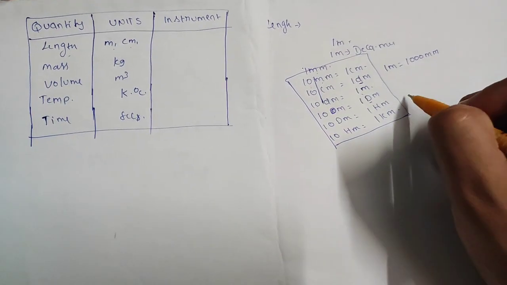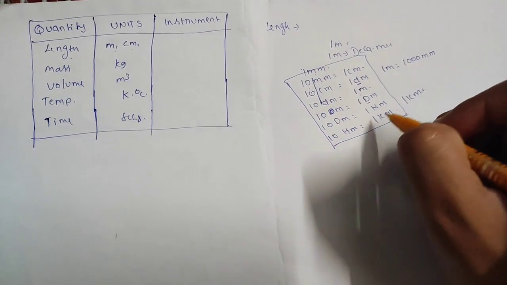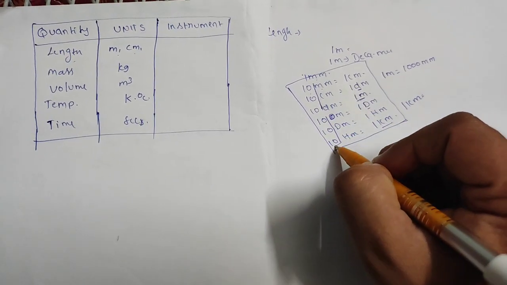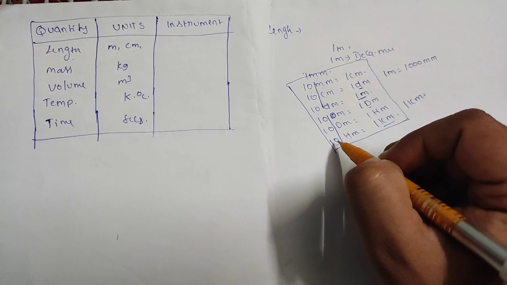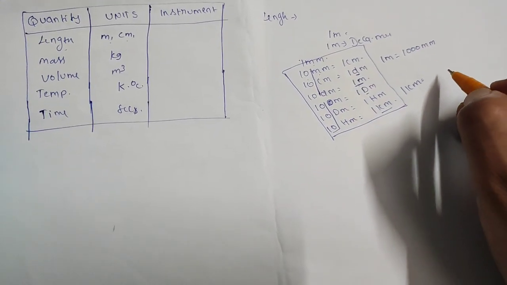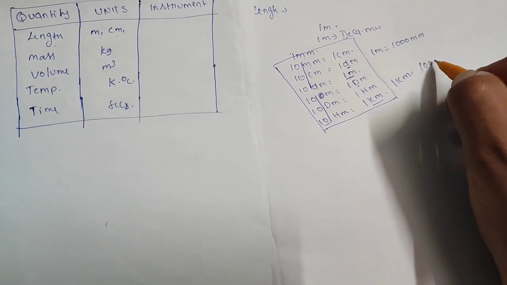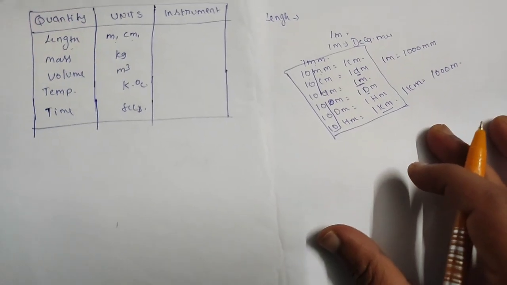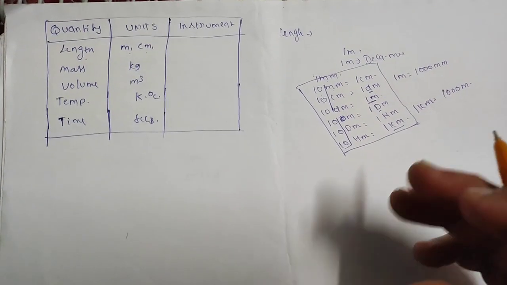So from 1 kilometer to 1 meter, how many tens are there? 3 tens are there. 10 into 10 into 10. That's the reason why we will be having 1000 meters for 1 kilometer. So these kinds of calculations you need to remember.